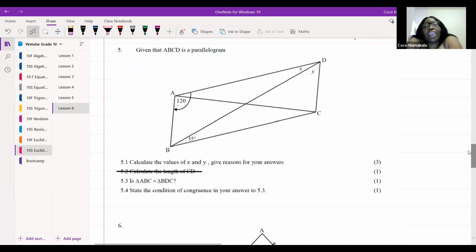Okay, we are given that ABCD is a parallelogram.